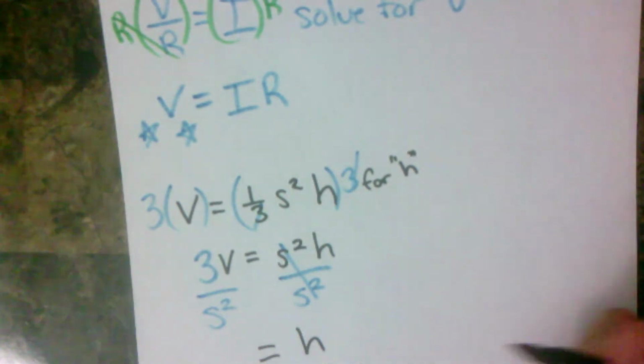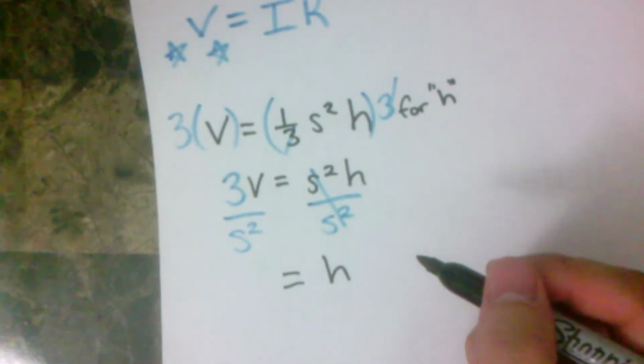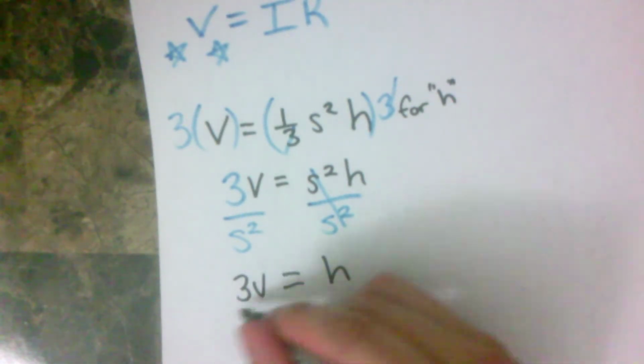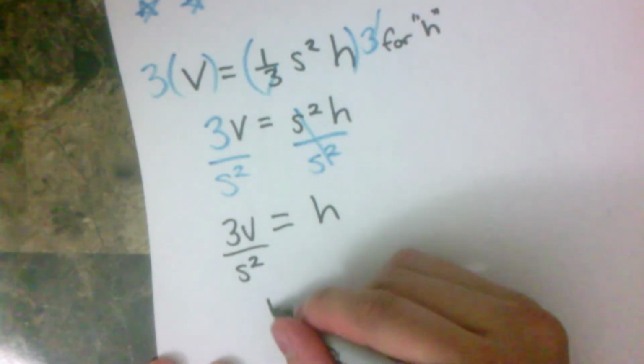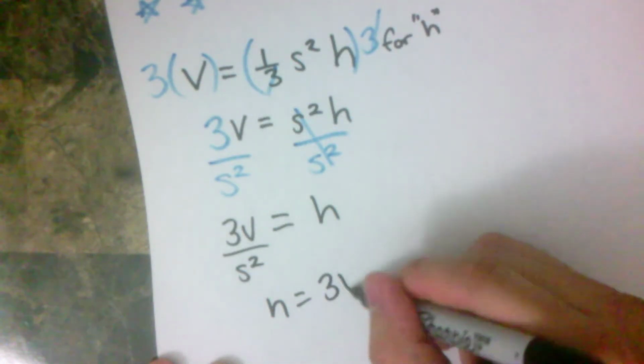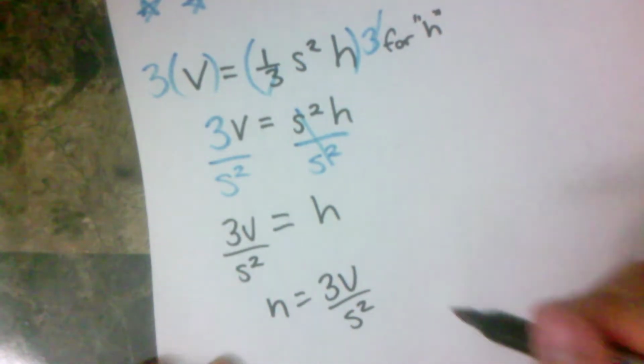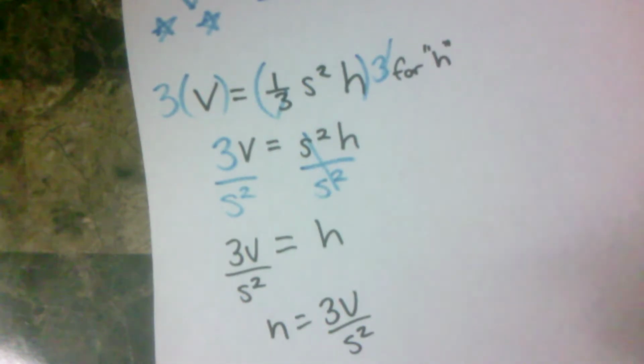Now that h is all alone, the other side you just rewrite. So it's 3v all over s squared, and you'd be done. This would be your final equation. You could also write this in the other order: h is equal to 3v over s squared. It doesn't matter which way you have it, left or right. That's an h.